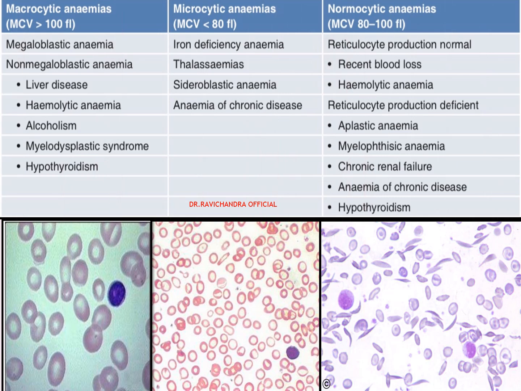Morphological classification of anemia is divided based on the size and the red blood cell index MCV: normocytic anemias, microcytic anemias, and macrocytic anemias. In normocytic anemias, MCV will be within the normal range, 80 to 100 femtoliters. And in microcytic anemia, the MCV will be less than 80 femtoliters. And in macrocytic anemias, the MCV will be more than 100 femtoliters.